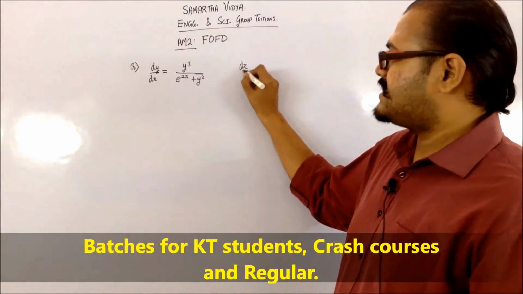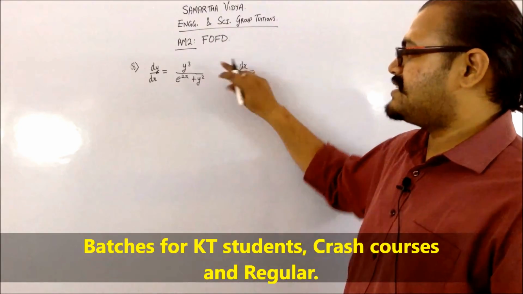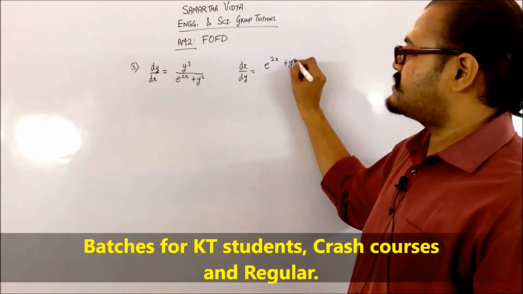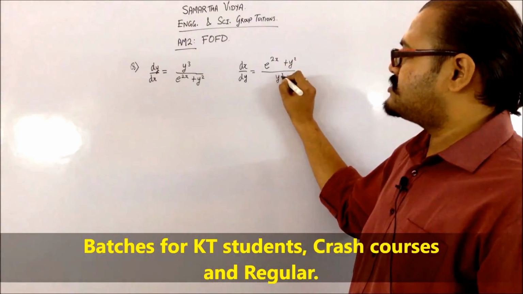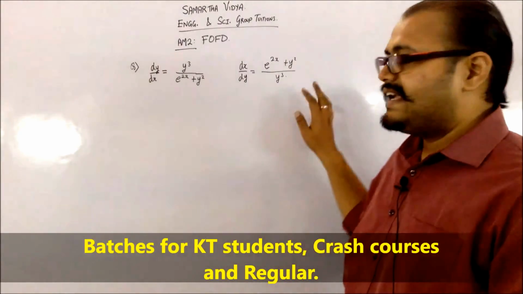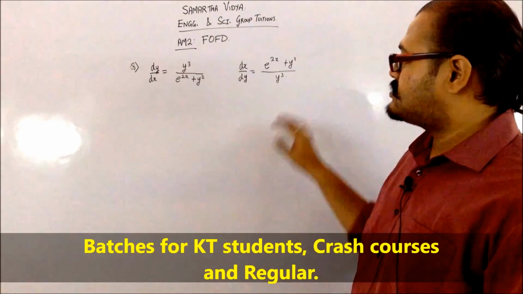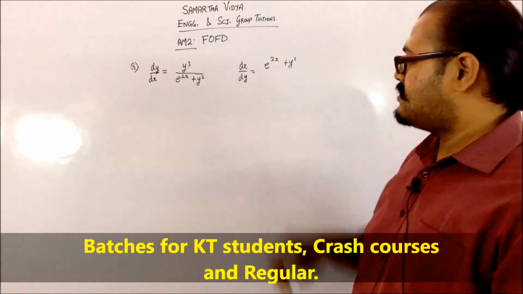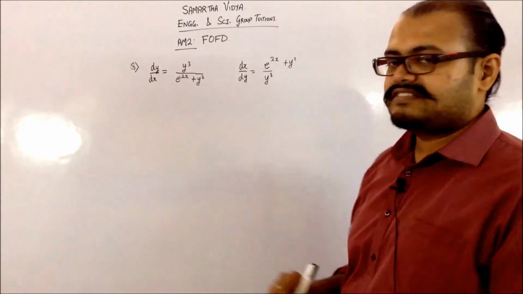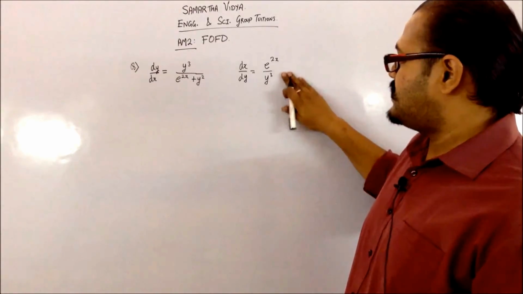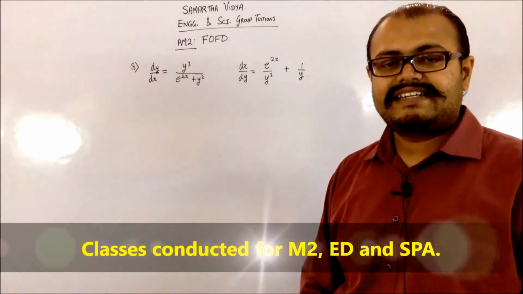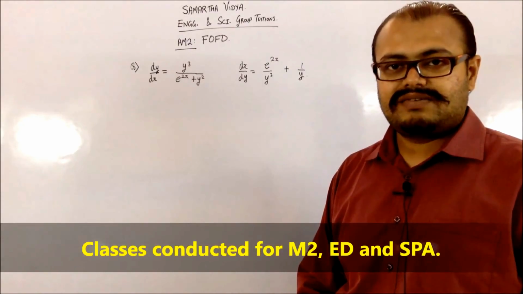If we write it as dx by dy, it's nothing but the reciprocal of this. It will be e raised to 2x plus y square upon y cube. So still it is not landing up with a linear differential equation, even when we split it up. After splitting it up, what you can observe is that this becomes e raised to 2x upon y cube, and this will be plus 1 by y. So from this what you observe is that it is no longer in linear differential equation form.